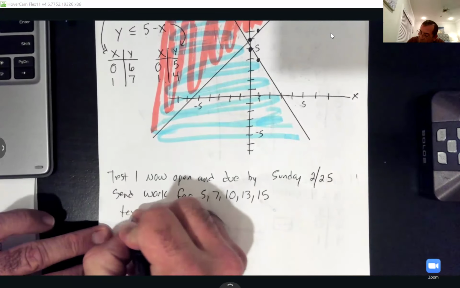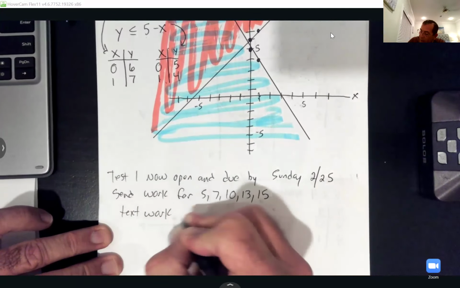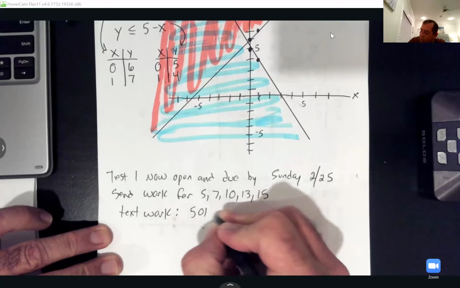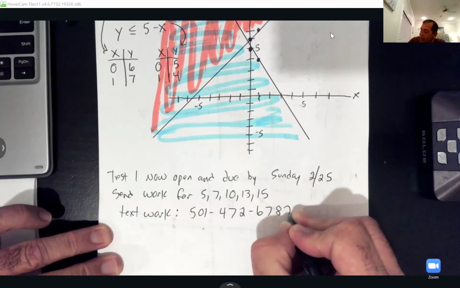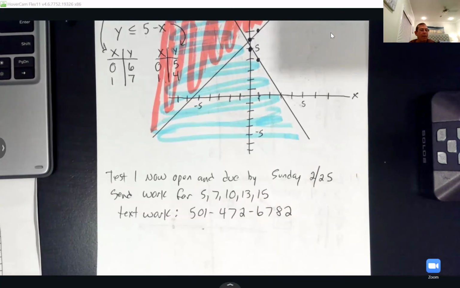If you text the work, it'll be 501-472-6782. Okay, or you can email them. Just take a picture and email or text them.